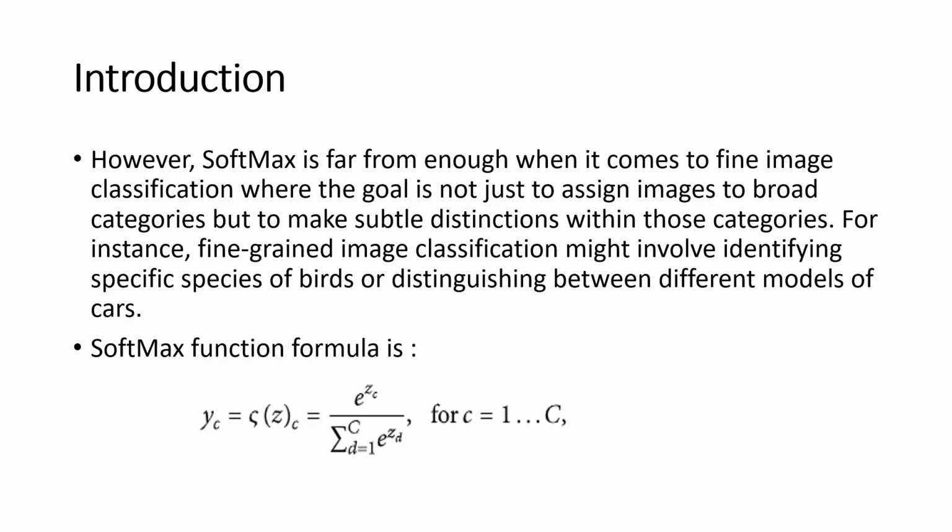Here is the formula of the softmax function, and this output is basically between 0 to 1. Here in the numerator we have the output of a class in exponential form, and in the denominator we have the summation of all the outputs. So in the softmax function, the class which has the highest value is considered to be the class of the given image or data.